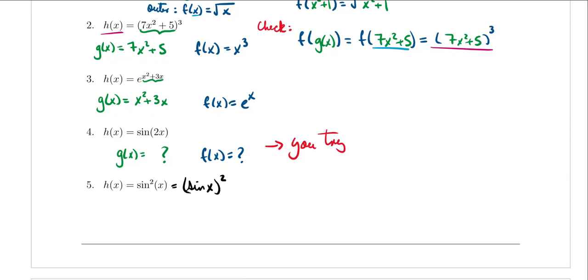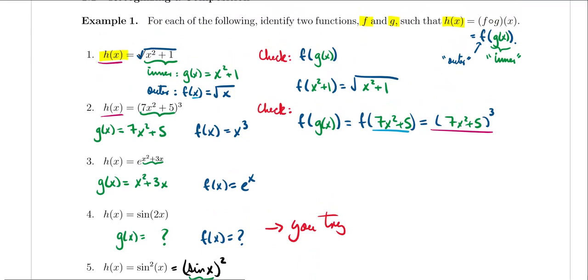Okay, now if we reinterpret sine squared of x as the sine of x squared, it's the same thing, we get to see that our inner function is the sine of x. So, if g of x is sine of x, then the outer function f of x would be x squared. And there we go. We identified the outer functions and the inner functions for, well, this set of functions here.